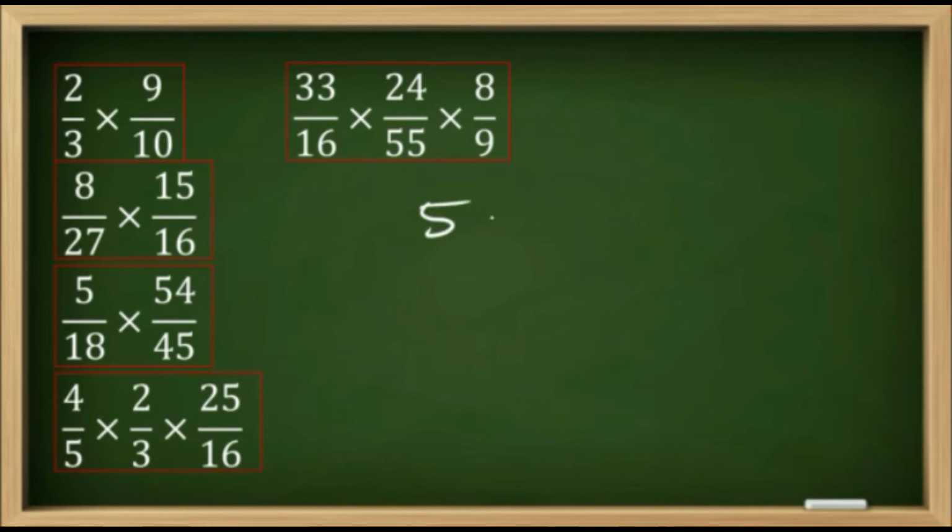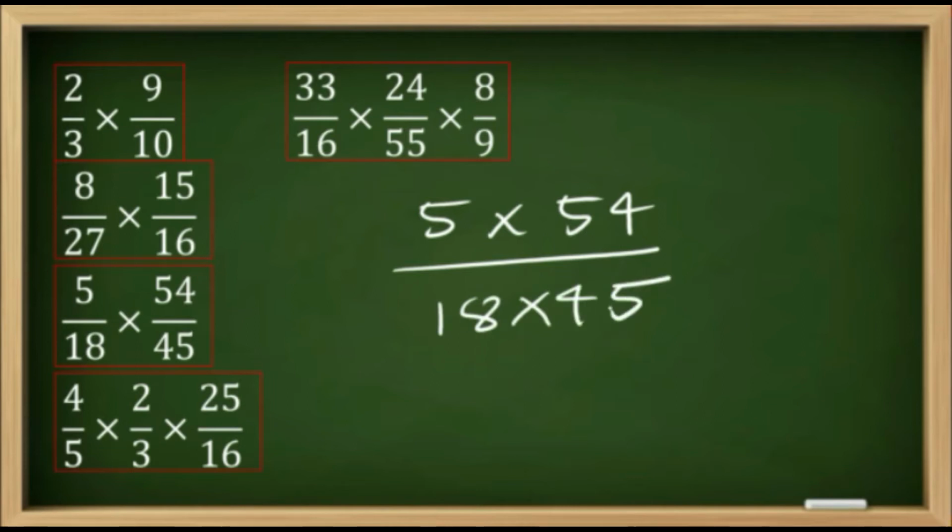It is 5 into 54 by 18 into 45. I'm directly writing it in the way we have to write it. Now I can see that 5 and 45 can be simplified, and even 54 and 45 can be simplified. I'm going to show you how they can be simplified. If I simplify 5 and 45, I'm going to use the 5 table. 5 ones are 5, and 5 nines are 45.